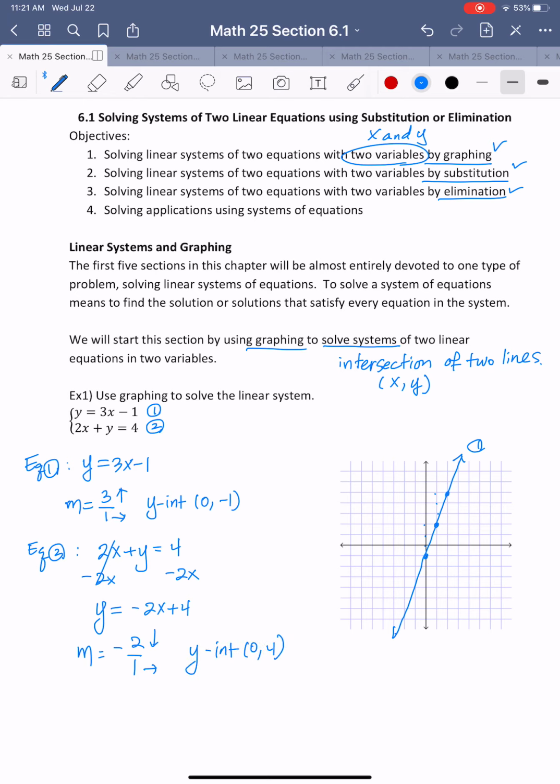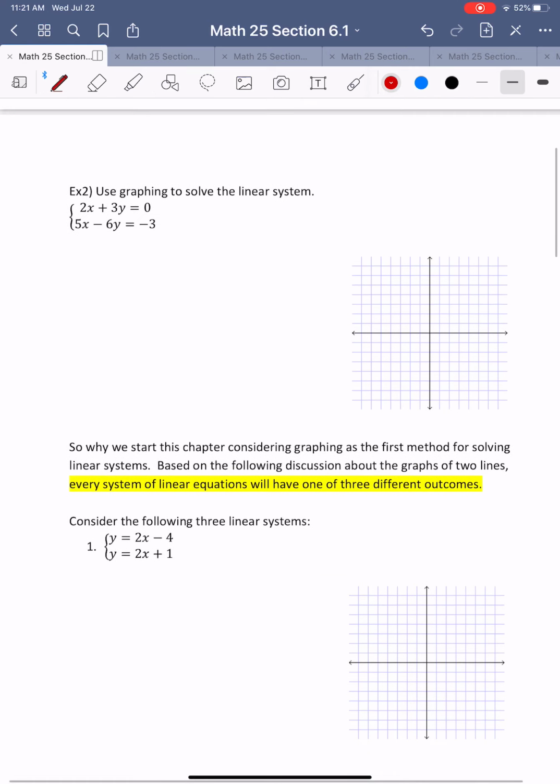So from (0, 4), let me use the red pen, you go down 2 and right 1. Then you have the line of equation 2. As you notice, there's an intersection, right? This is going to be (1, 2), so this is the solution. All right, let's go to example 2.